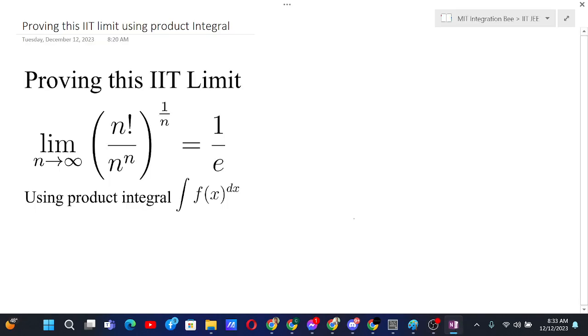In this video, we are going to prove this limit using product integral. Now, first of all, what is product integral? Basically, our Riemann integral was the integral from a to b of f of x dx, and this was equal to the Riemann sum, the sum from i equals 1 to n of f of xi times delta x.